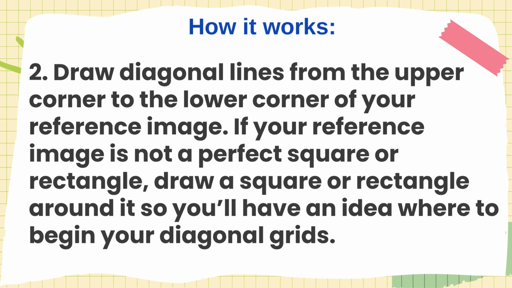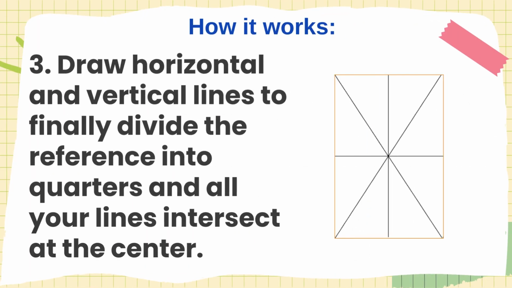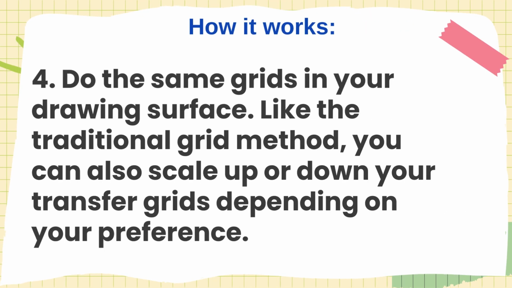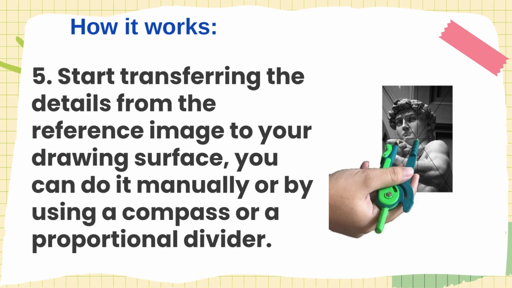If your reference image is not a perfect square or rectangle, draw a square or rectangle around it so you'll have an idea where to begin your diagonal grids. 3. Draw horizontal and vertical lines to finally divide the reference into quarters and all your lines intersect at the center. 4. Do the same grids in your drawing surface. Like the traditional grid method, you can also scale up or down your transfer grids depending on your preference.